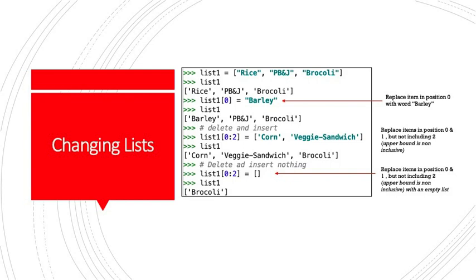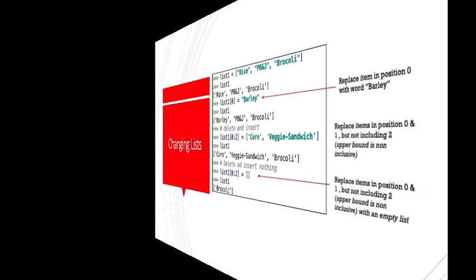Now I can delete and insert an element. So here I'm going to take a slice, list1[0:2]. So this replaces items in position 0 and 1, but not including 2, because the upper bound is always non-inclusive in slices. So now list1 is corn, veggie sandwich, and broccoli. Then we can delete and insert nothing. So we do this by saying list1[0:2] equals an empty list. So now I replace items in position 0 and 1, but not including 2, because again, the upper bound is non-inclusive, with an empty list.